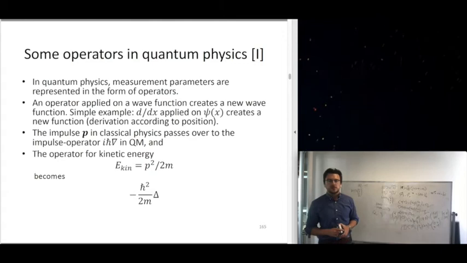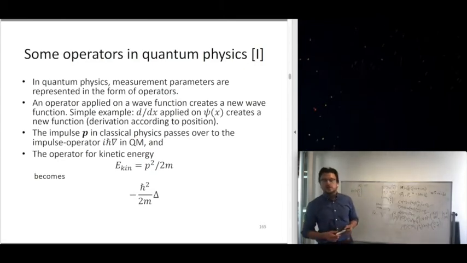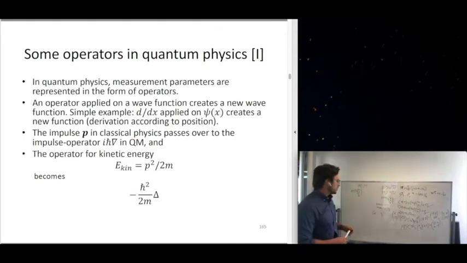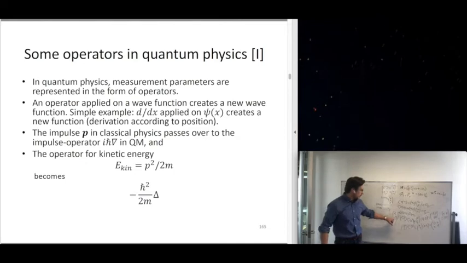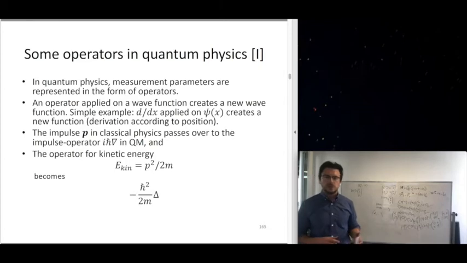Measurement parameters in quantum physics are generally represented in the form of operators. An operator applied to a wave function creates a new wave function. Remember, we talked about the wave function, the probability amplitudes here. Here we have an example: an impulse operator. That's not something we need in quantum computing. It's just a quantum physical operator. Then we have another well-known operator, the operator for kinetic energy. So we have the classical one.